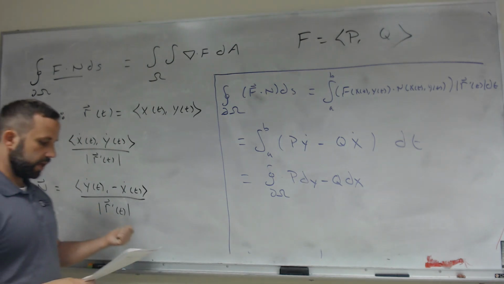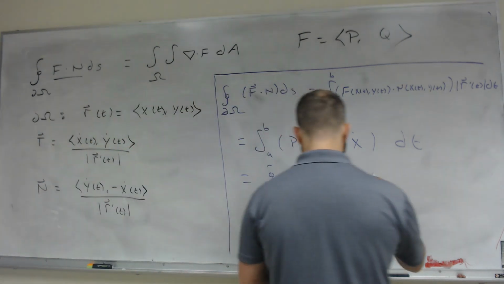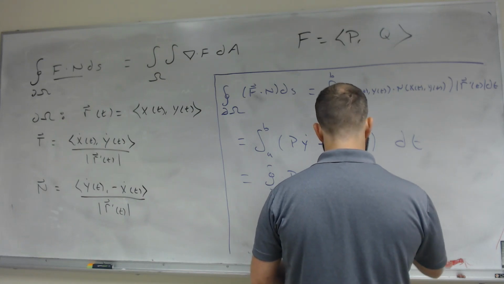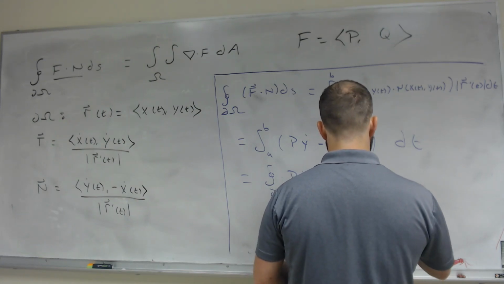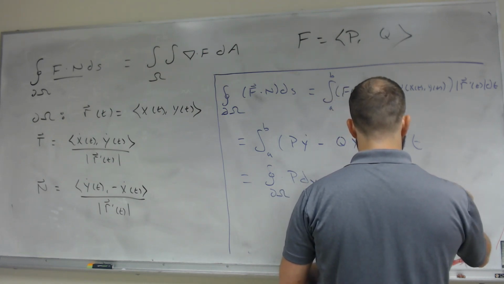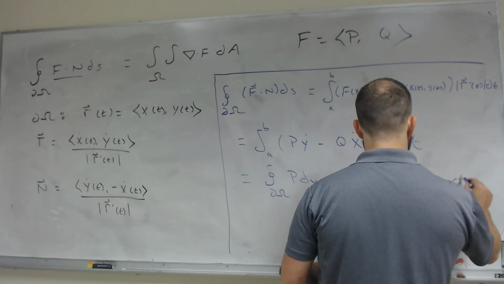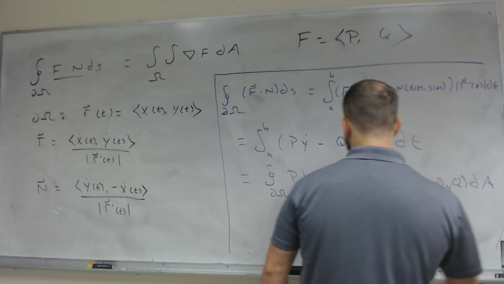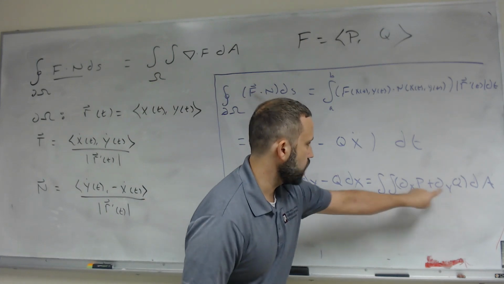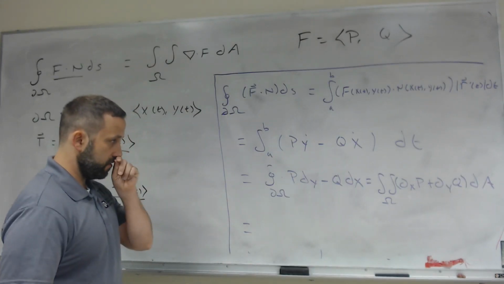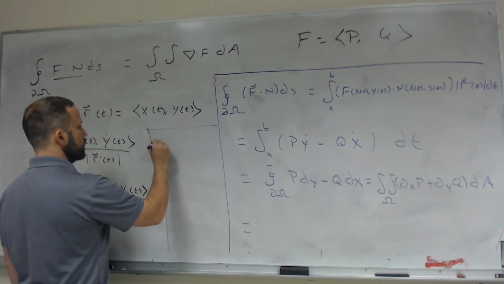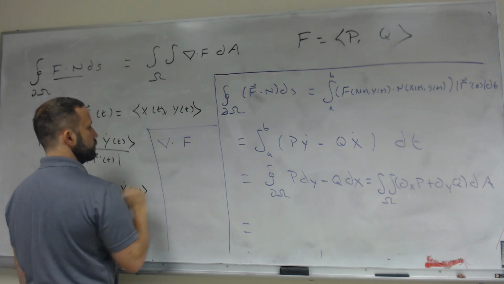And by the previous question, I know that by Green's theorem, this is equal to the integral over omega of the x derivative of p plus the y derivative of q. But notice what we're doing here. It's like the x derivative of p plus the y derivative of q. So this suggests this notation, the gradient dotted with the vector field.